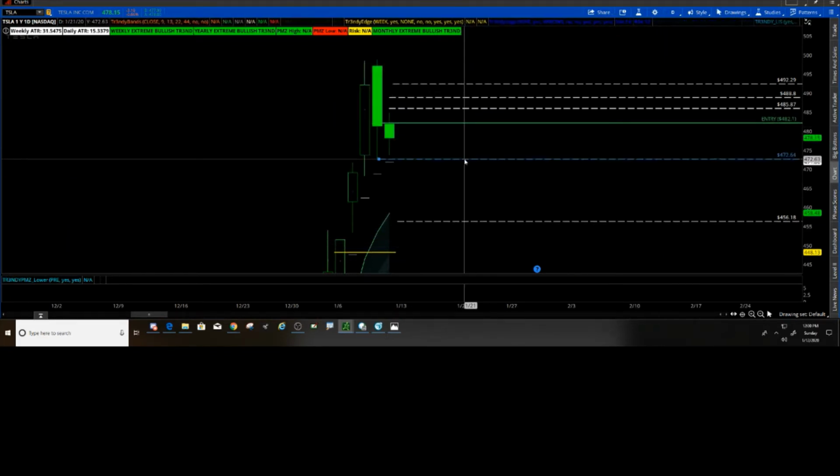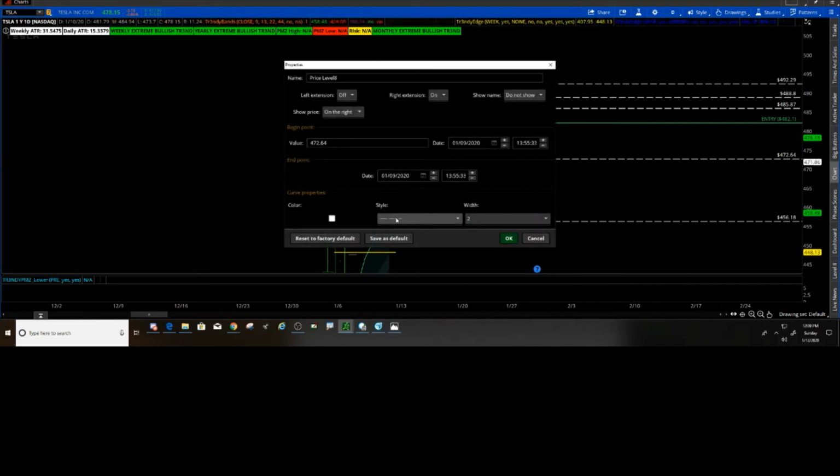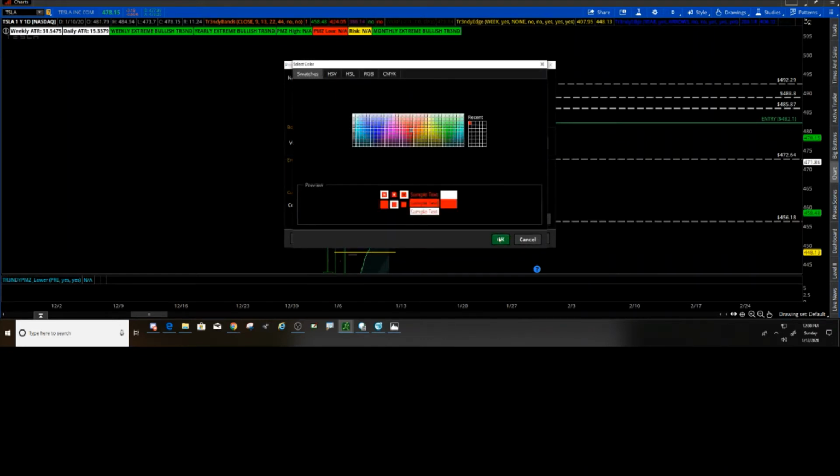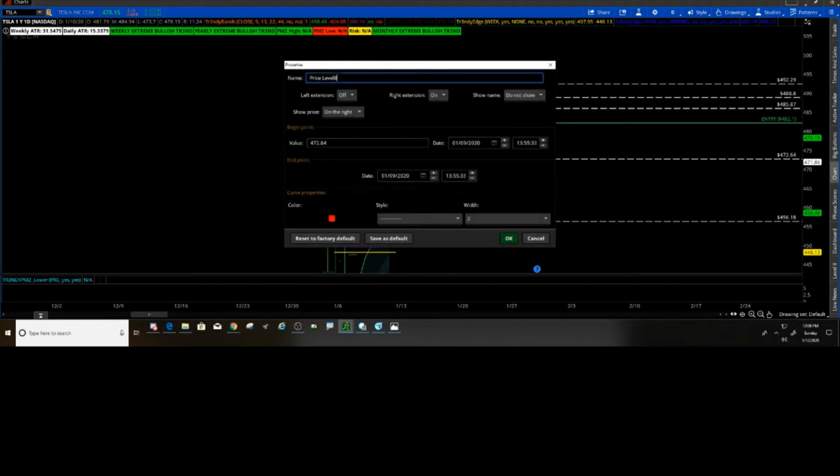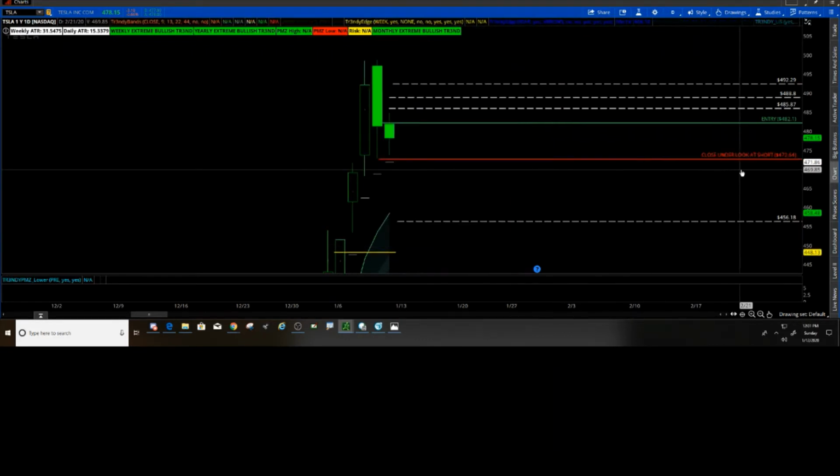And then this right here could be possibly, okay, you can make this red. This is just me. Again, this is just all my opinion, okay? And then I could say "close under, look at short." Okay, and then really we need to check and see, can I get it in there? Okay, and then on the right. Boom, there it is right there.